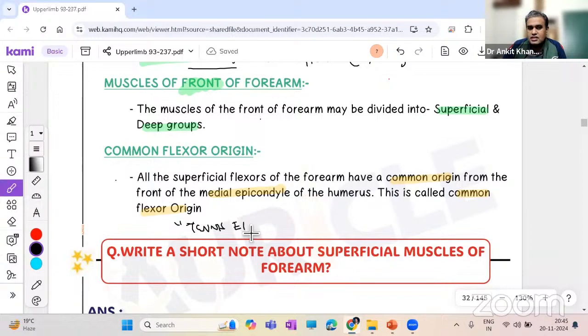Not the flexor, but his extensor origin, which is on the lateral side. So the flexor origin is on the medial side, and the extensor origin will be on the lateral side. At that area, the bony area and the tendon area got inflamed. So tennis elbow is also known as lateral epicondylitis. Obviously, rest and all that is what is needed.